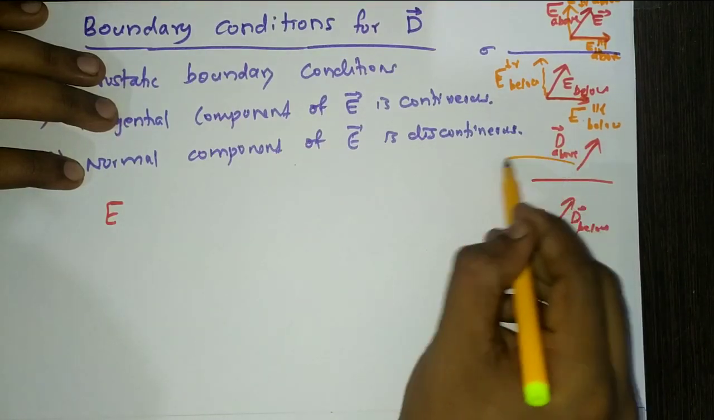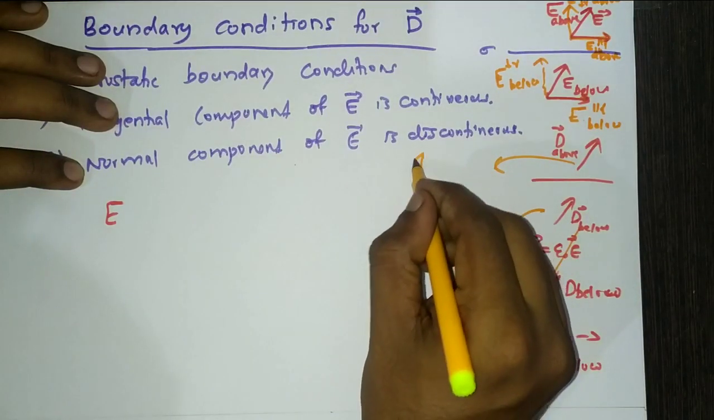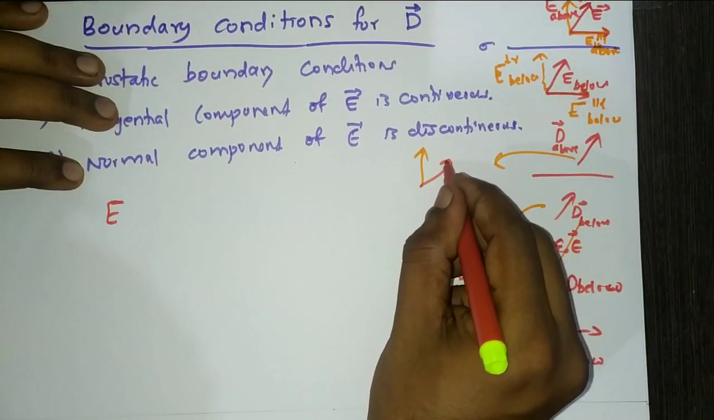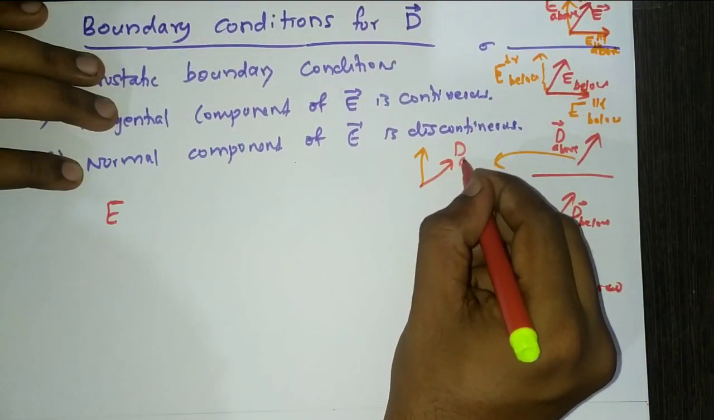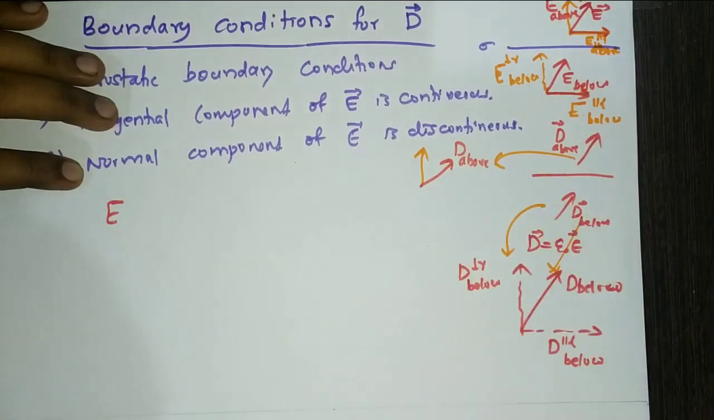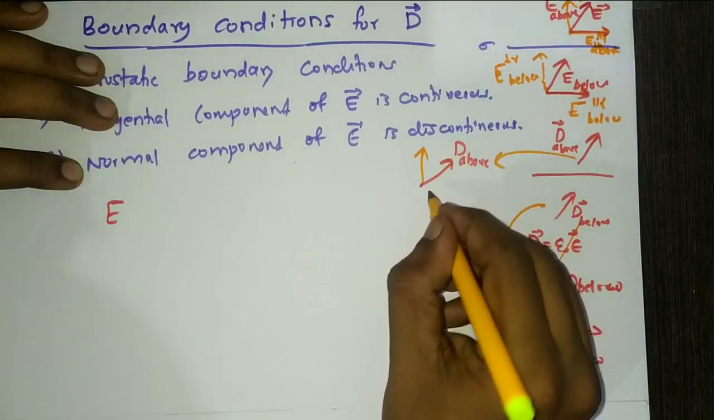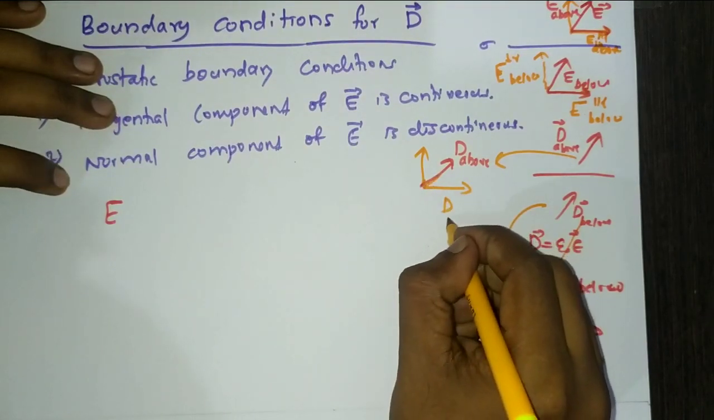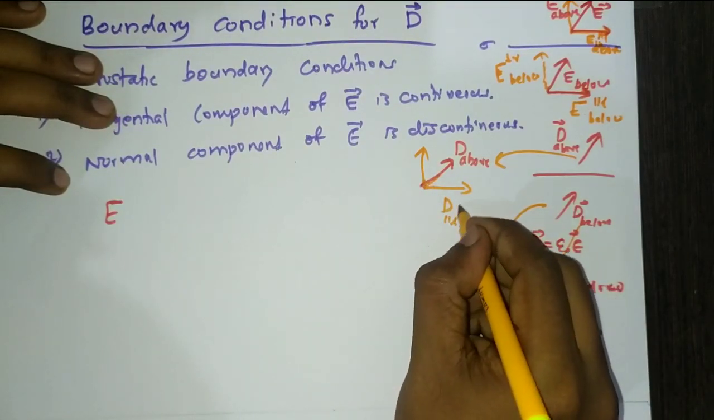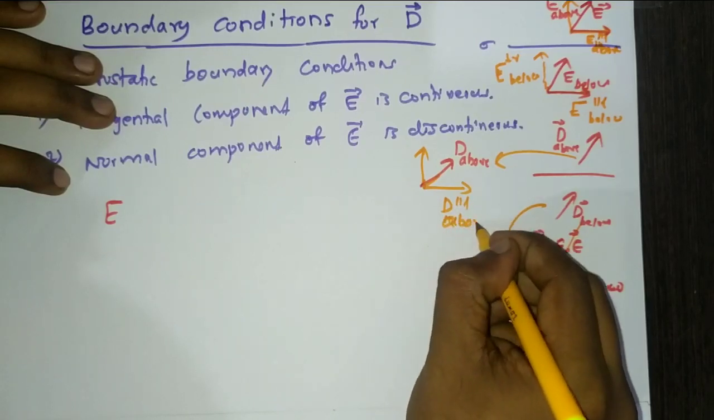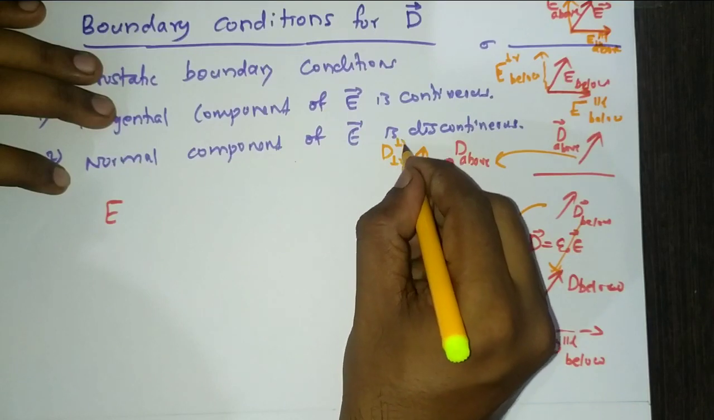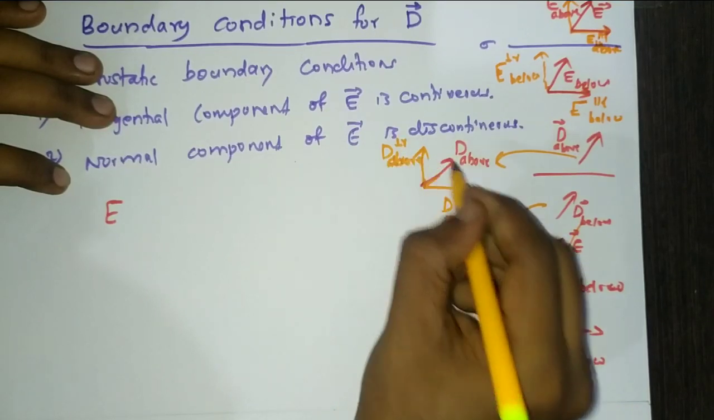Similarly, we can resolve this upper vector, that is D above, into D parallel above and D perpendicular above.